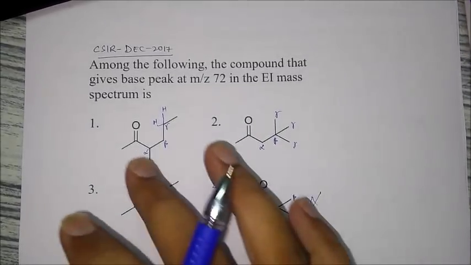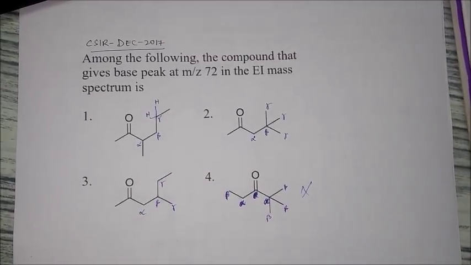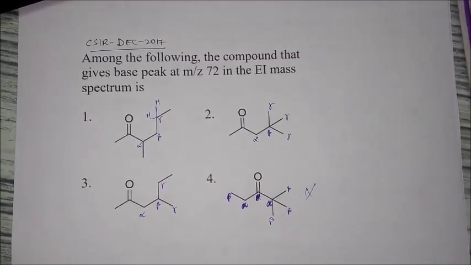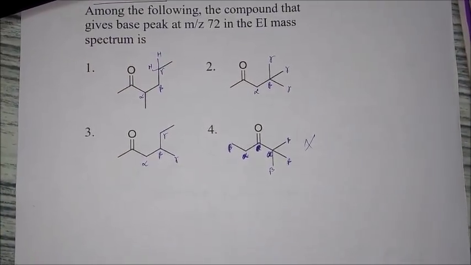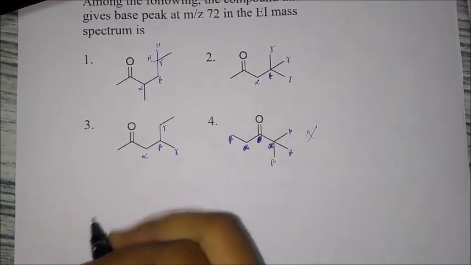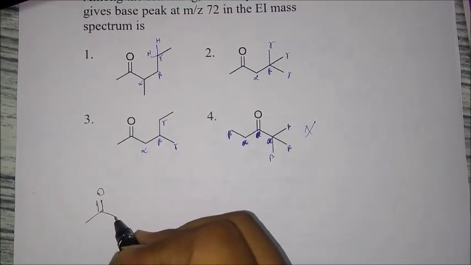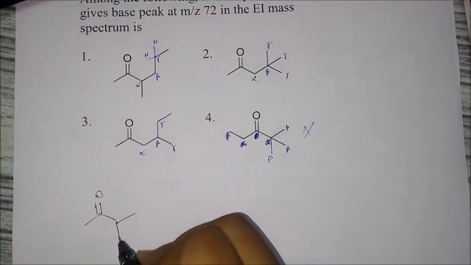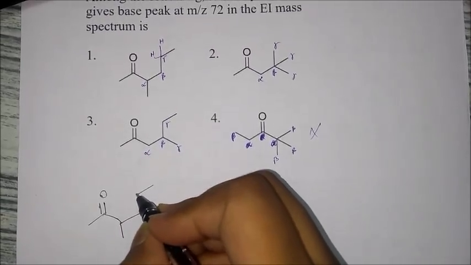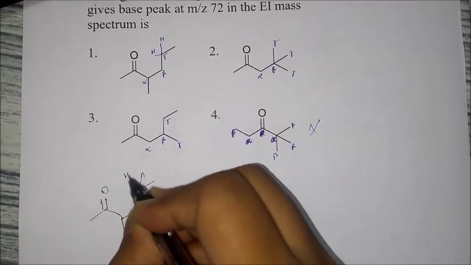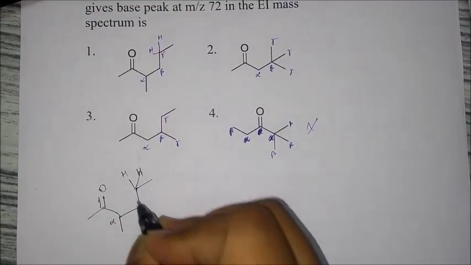So let's check from option 1 whether, if it undergoes McLafferty rearrangement, what we will get. So for the first option, I will try to do it mechanism-wise. What will happen? See, double bond. It's recommended that you follow the mechanism because that way the probability of doing it wrong is less. Okay, so here are the two protons, gamma protons, alpha, beta, gamma.